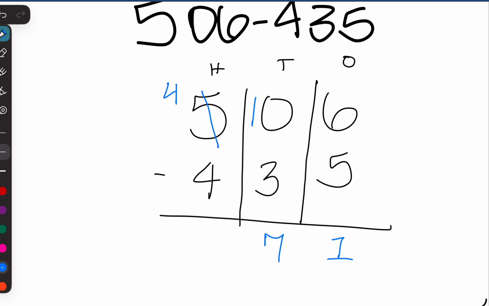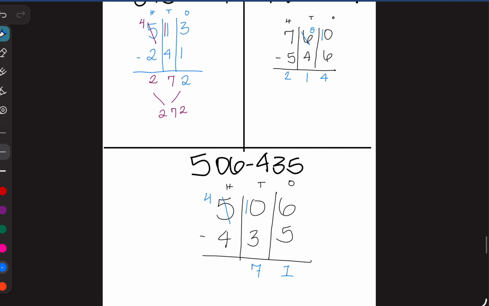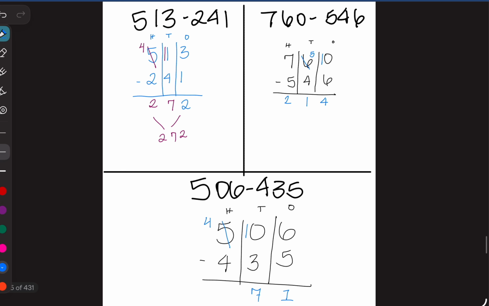And now I have 4 minus 4, and we know that that equals 0. So we're not going to put 0 in front of a number because there's no such thing as a 0 starting a number off, okay? So in this case, we have the answer of 71, all right? And that is how you use the standard algorithm to subtract numbers up to 3 digits.